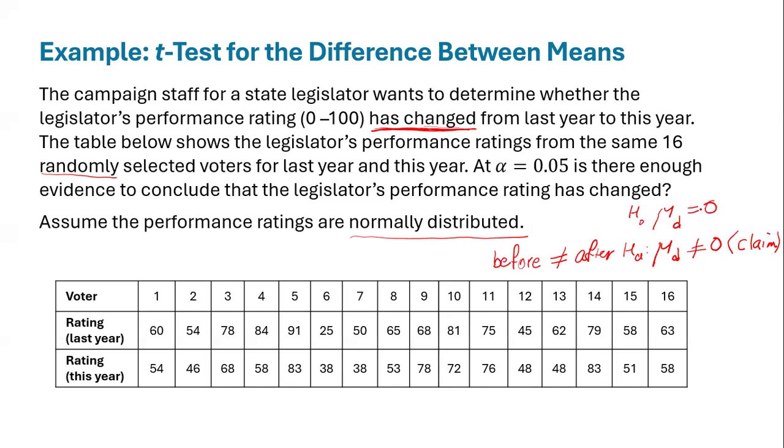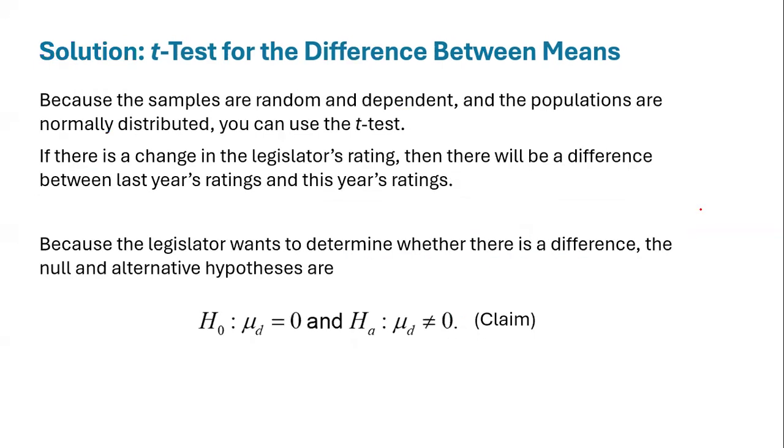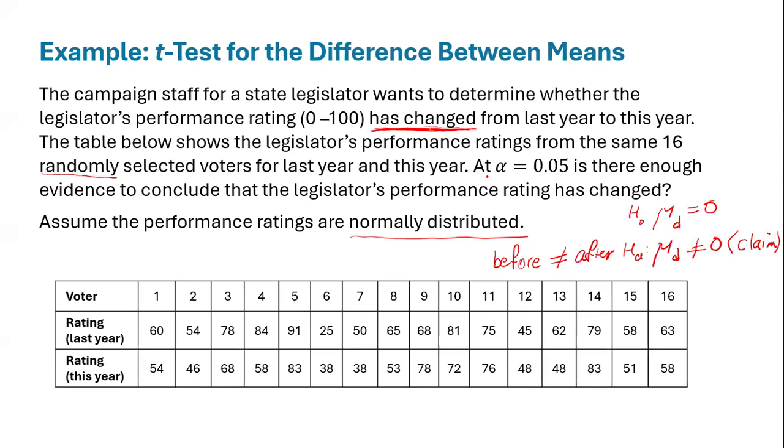Okay. Now, after writing the null and alternative hypothesis, we need to find the rejection region. To find the rejection region, I need to find the critical value. To find the critical values, since I'm using the t-table, I need the degrees of freedom and I need alpha. Alpha is 5%, and the degrees of freedom, since we have 16 samples, is 16 minus 1, which is 15.